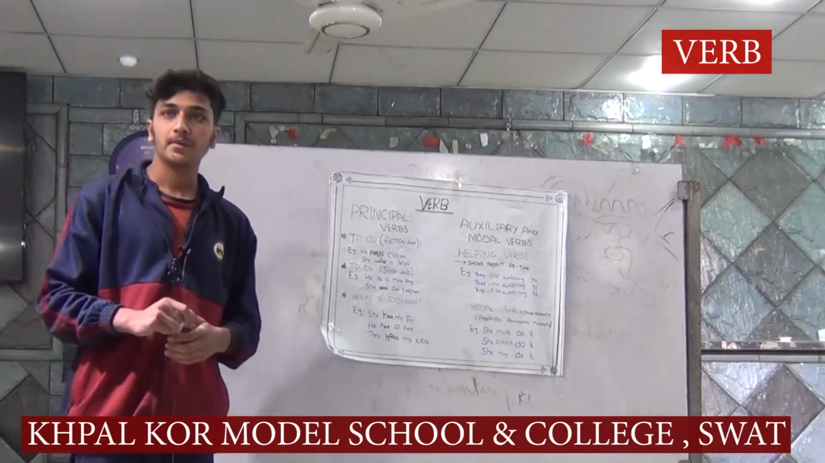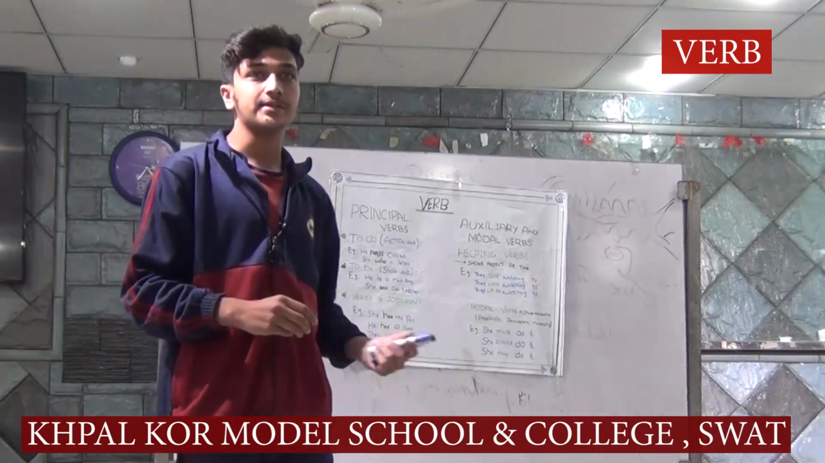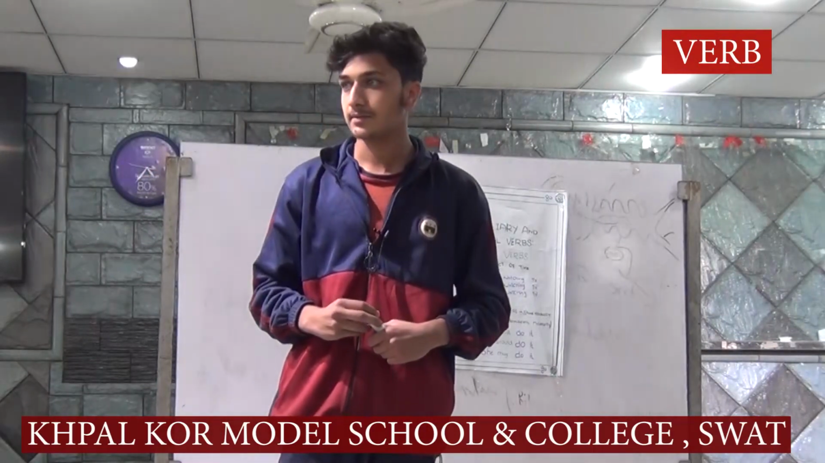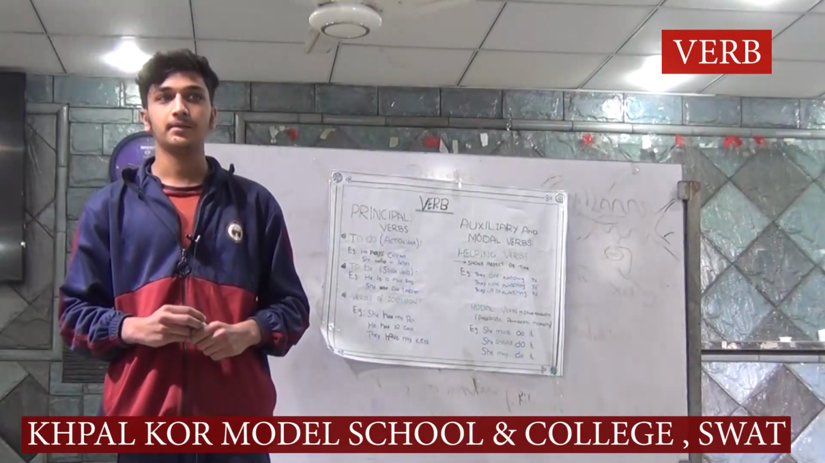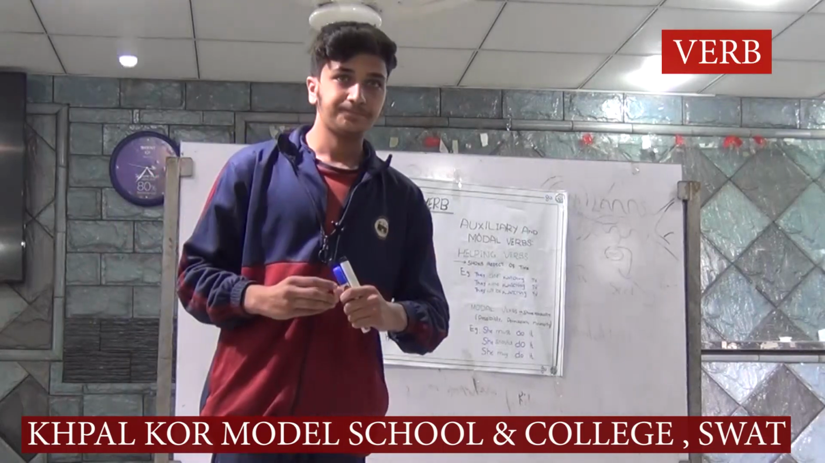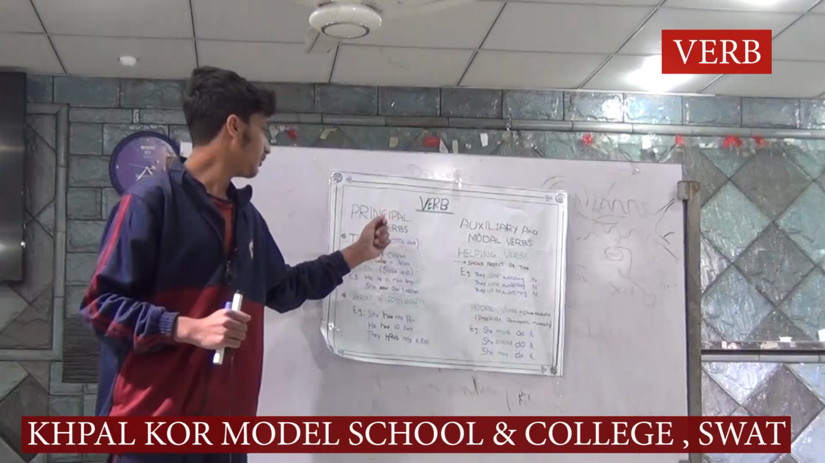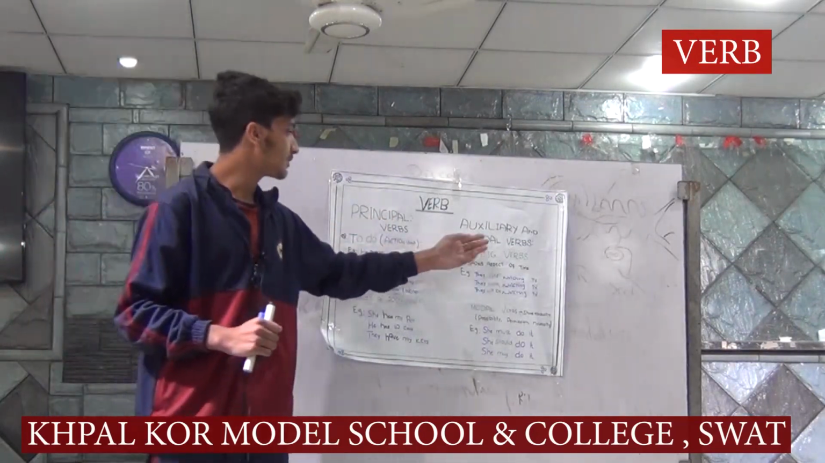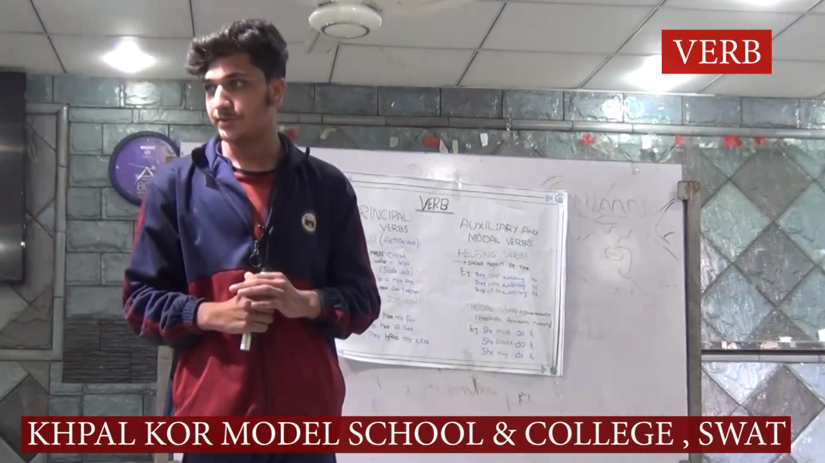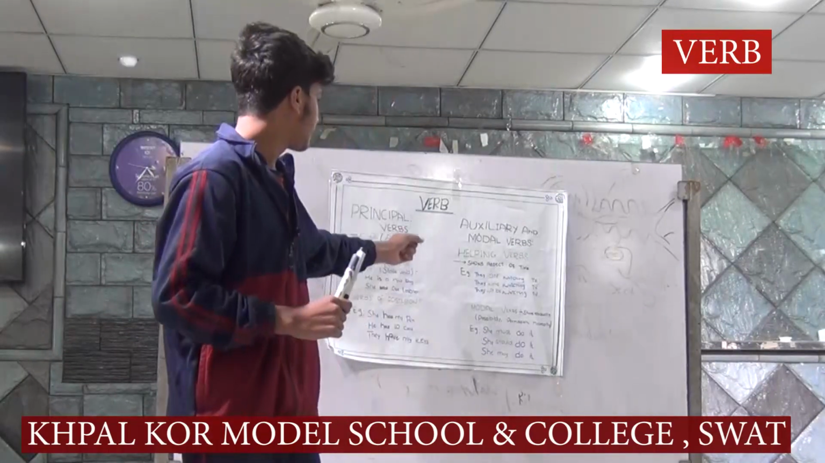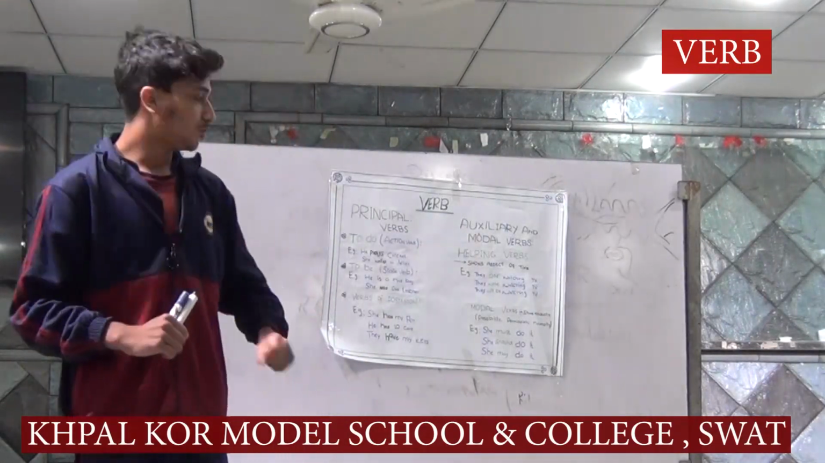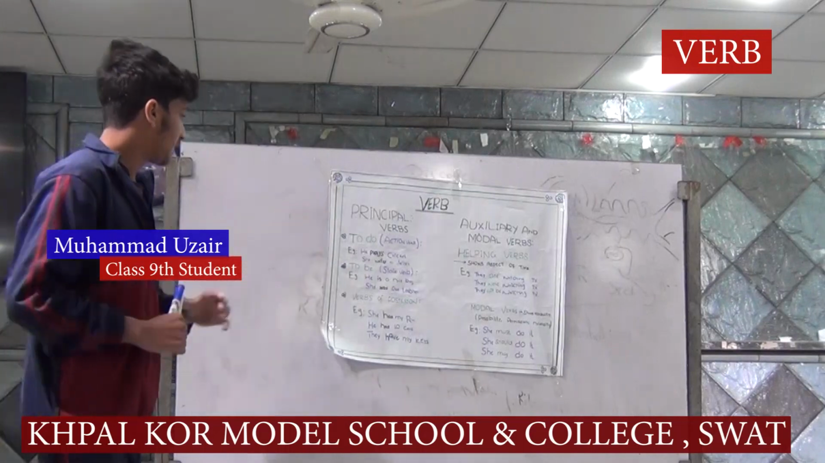So what is the verb in this sentence? Because a verb is the main part of the sentence. It must be present in the sentence. So let's discuss this. Verbs are classified into two groups. The first is called principal verbs, and the other is called auxiliaries and modal verbs. There is a difference between auxiliaries and modals. We'll discuss it. So let's discuss the types of principal verbs.